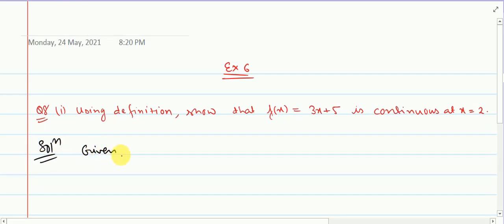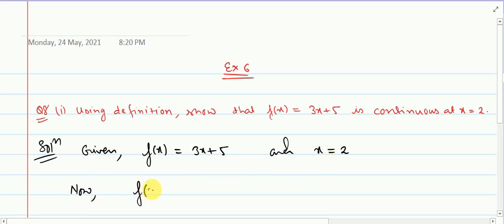Given f of x is equal to 3x plus 5, and x is equal to 2. So we have to check the continuity at x equal to 2. Now firstly we will find the functional value at x equal to 2. So f of 2 is 3 into 2 plus 5, so it's coming 11. Okay.